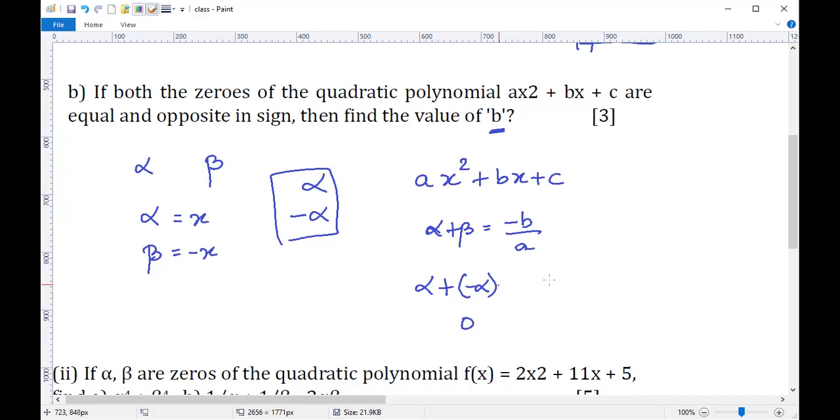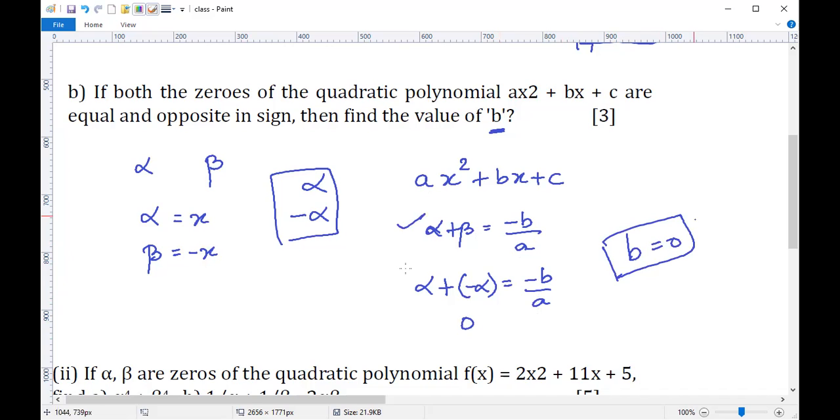LHS is 0, and on the RHS we have minus b by a. So what will be the value of b? B is equal to 0. When a goes to this side, 0 into a is 0. So obviously you will get the value of b to be 0. So the answer for this one is that b's value is 0. In the formula, either this one or the alpha beta is equal to c by a formula, you could have applied either of the two. But finally, finding the answer, that counts.